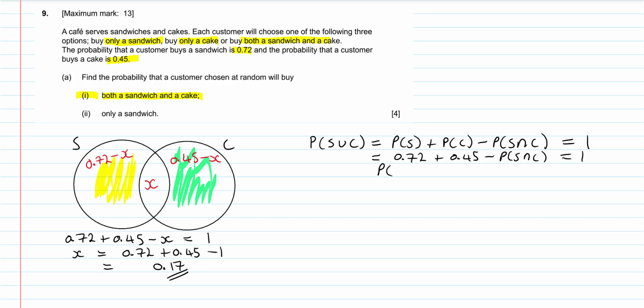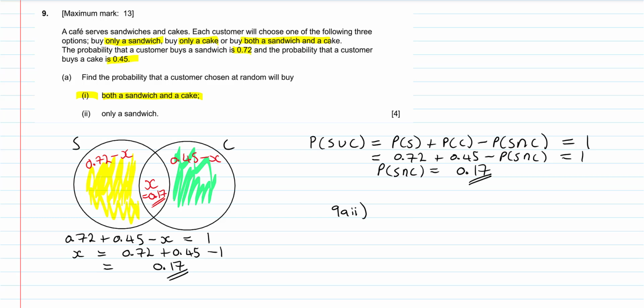So the probability of S intersect C is equal to 0.17. Now that we've got that, X is equal to 0.17. So now for 9a part 2, we're looking for the probability they buy only a sandwich. So it's this area in yellow over here.